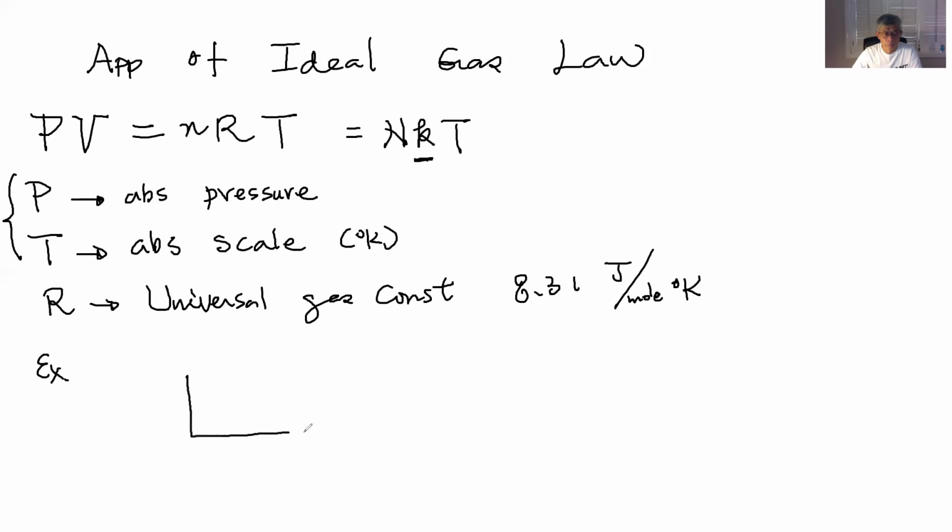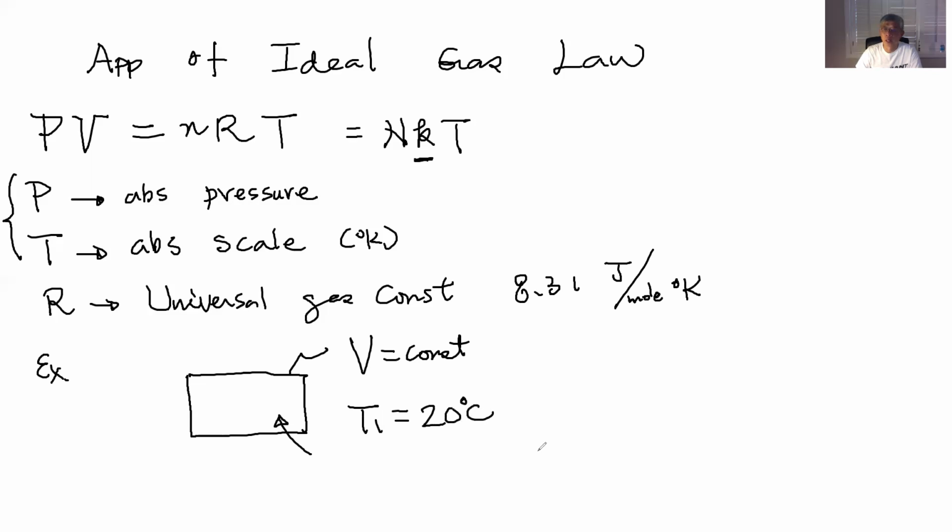Say I have a room, and it's sealed, so V is equal to constant. Let's say I make this room hotter by putting some kind of heater on. Originally T1 is, say, 20 degrees C, and you put the heater on, and now it's at, say, 30 degrees C. Well, it's pretty hot, 30 degrees C, in the winter time.